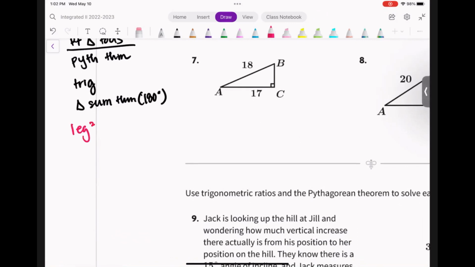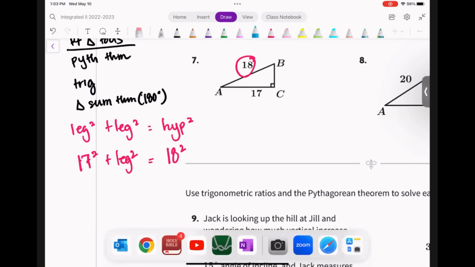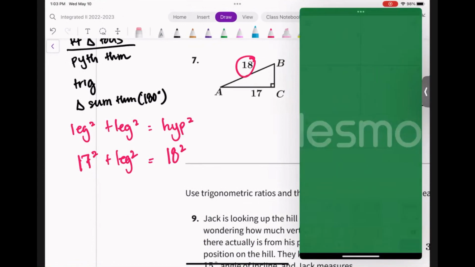It's leg squared plus leg squared equals hypotenuse squared, right? And so don't make the mistake. This guy's your hypotenuse. He belongs over here in 18 squared. And this is 17 squared and plus leg squared, right? And then we just do a bunch of math. And so the math that I'm going to be using is on a calculator just so I can get this.